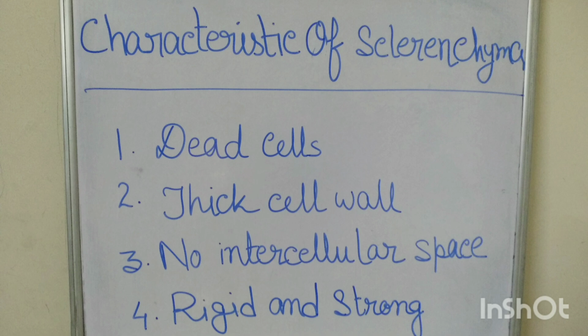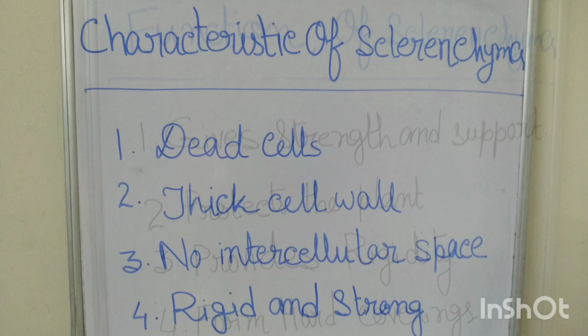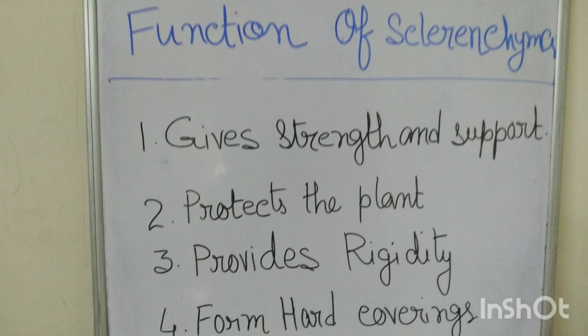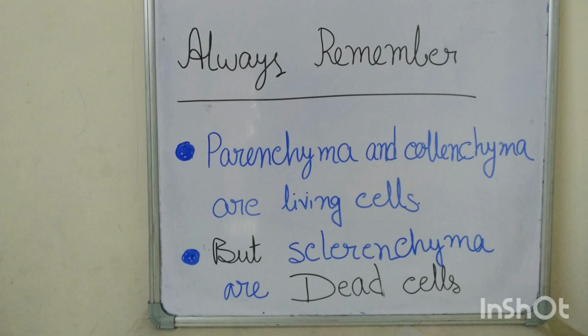And because of the thickness, the cells are rigid and strong. It gives strength and support. Why does it give strength? Because it is so thick, it is sturdy. So it gives strength and support, protects the plant, and provides rigidity and forms a hard covering for the soft parts. And that is its main function.